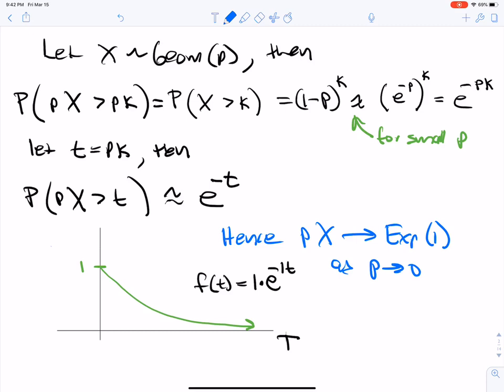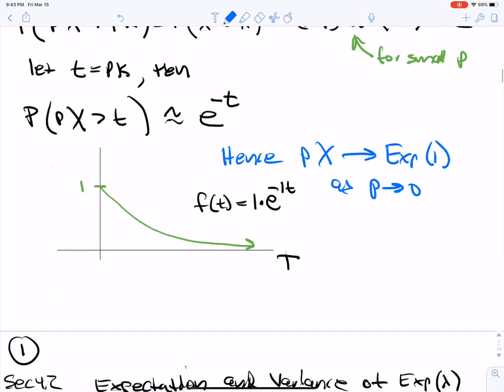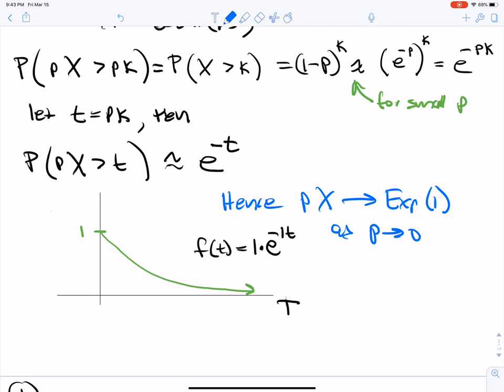So e to the minus t has this graph shown here, and so we know that the density f of t is 1 times e to the minus 1t, and so we conclude here that px is converging to the exponential 1 as p goes to 0.